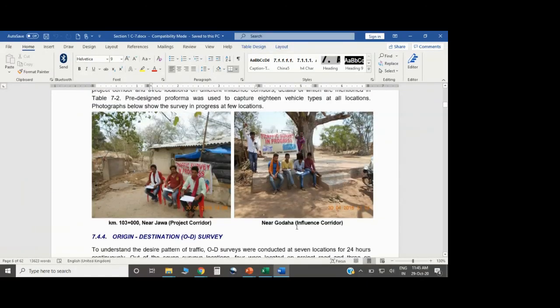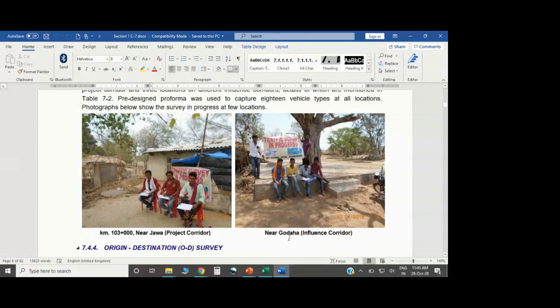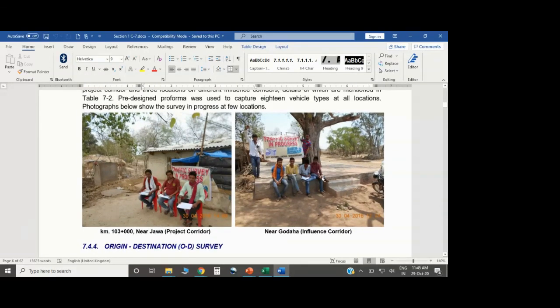And if you see, this is the setup that we had done. We had hired some people who, as I told you, can read and write fairly, and they were made to sit at the side of a road and they were just counting. You see, they have the formats in their hands. Like this, the traffic volume count is done.